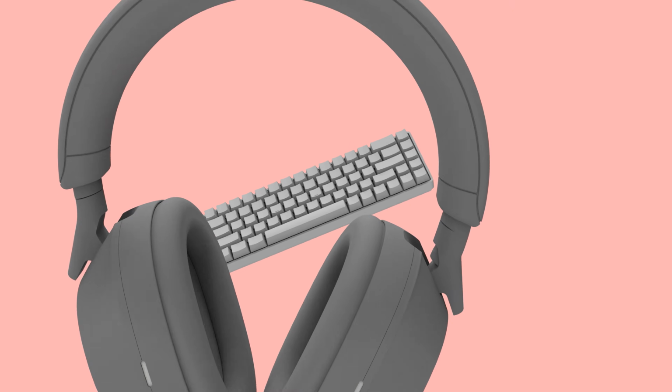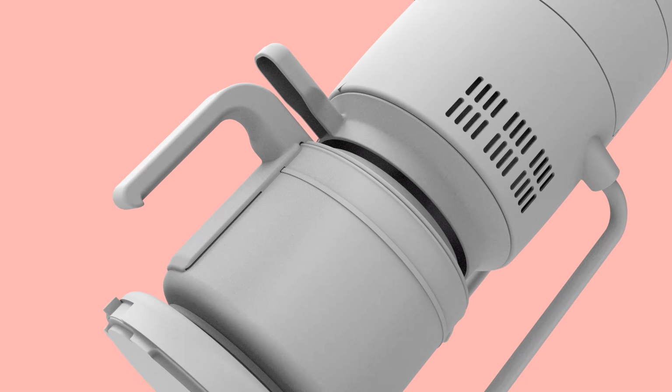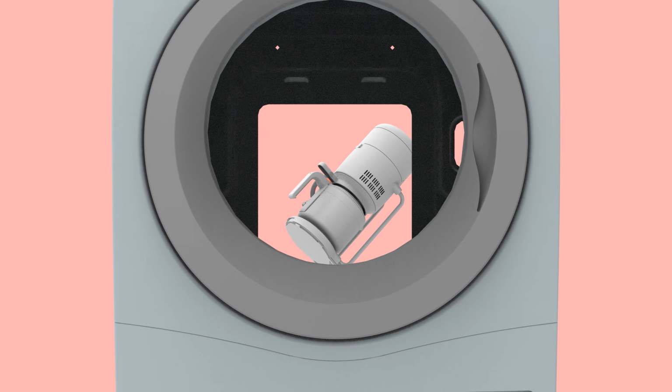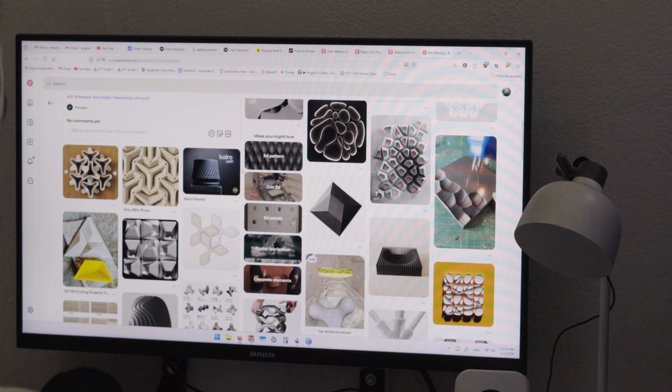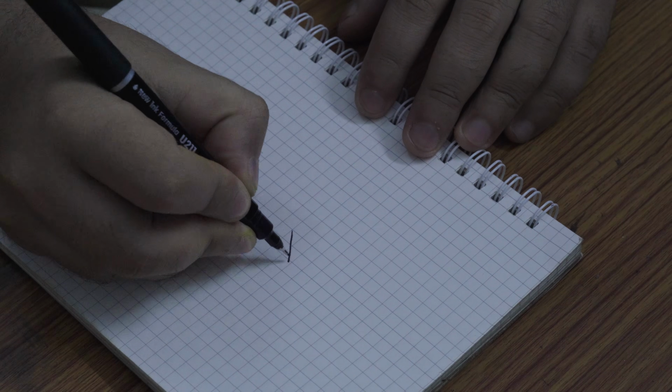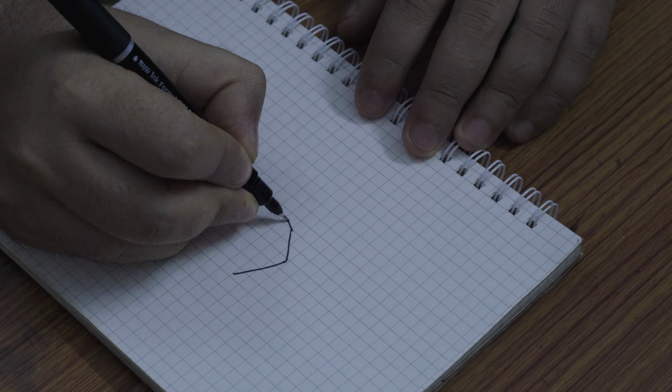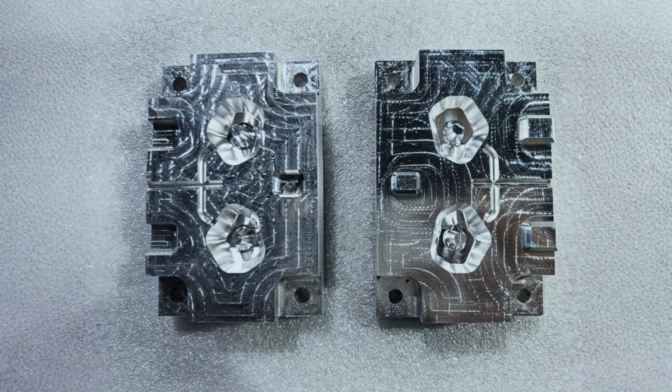Most plastic products we use every day are injection molded, but we rarely think about how those parts are actually made. So for this project, I wanted to go through the entire process myself, from designing a single part to making a mold and manufacturing the final product.